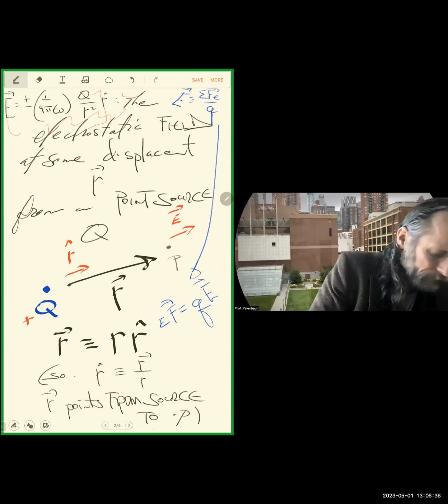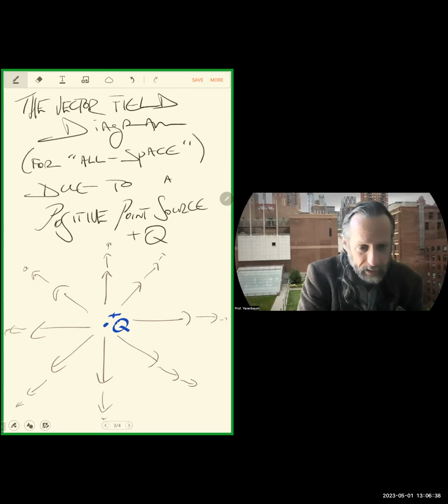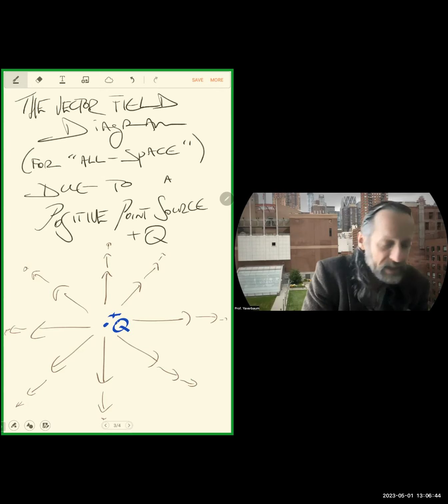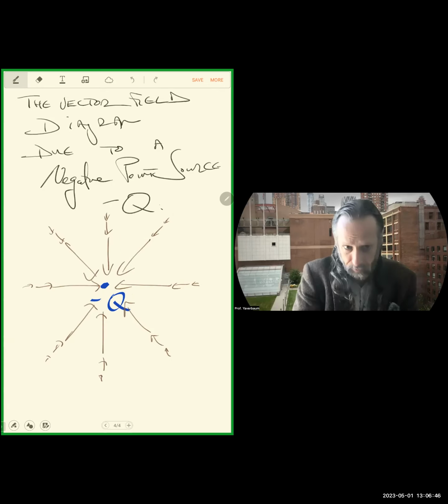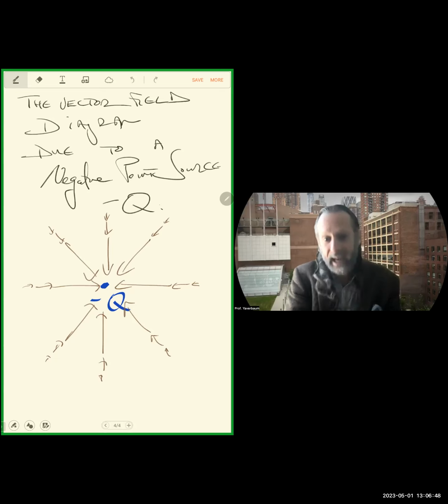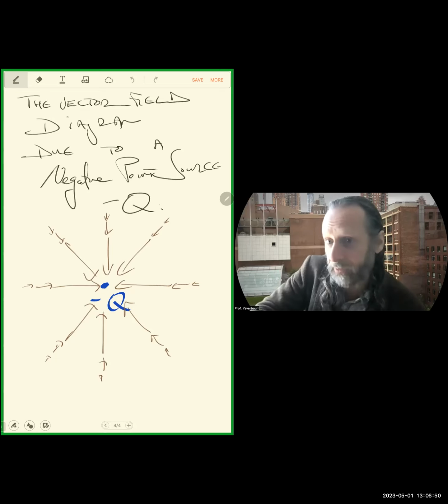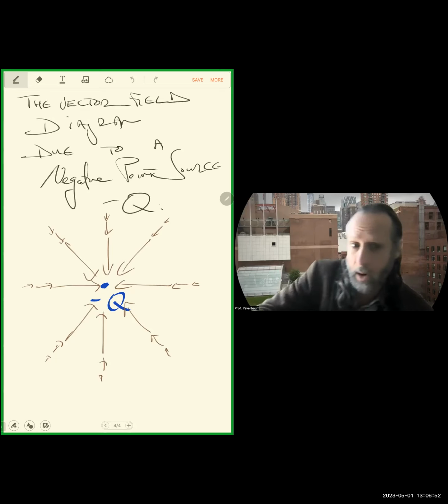Okay, anyway, so this is the field line, this is the vector field diagram from a positive point source. This is the vector field diagram from the negative source. Now we're going to go one step further. We have 24 minutes.